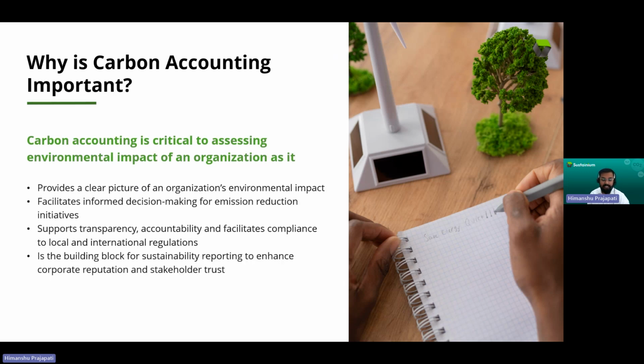Lastly, of course, sustainability reporting or ESG reporting, as they say, is the building block to enhance the corporate reputation and stakeholder trust. So it's become increasingly important, and you'll see the trend across the industry that companies are bringing out their ESG reports and sustainability reports, and every year they keep improving them such that the investors, the users, all of the stakeholders which are part of the company are very well informed on the company's initiatives, and carbon accounting is the very building block of these sustainability reports.